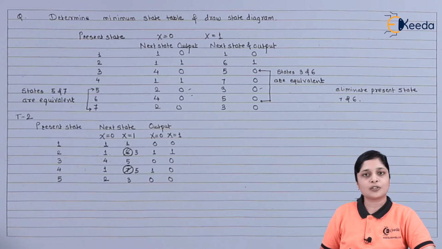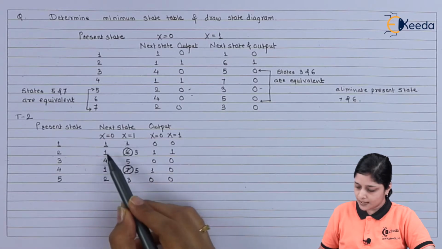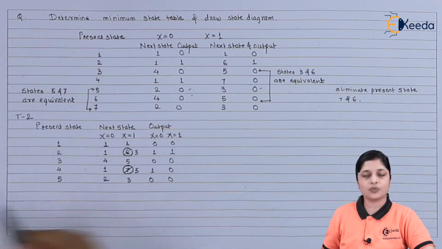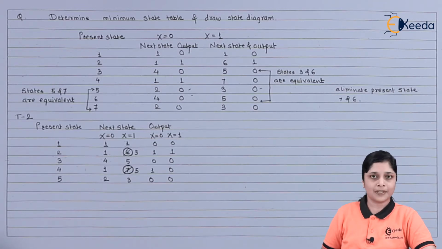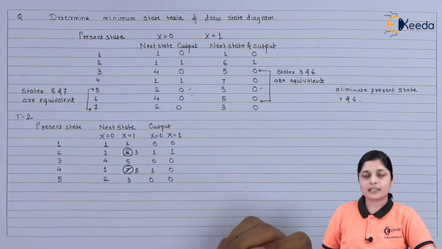Again we are going to search for equivalent states. Is there 1, 1? No. 1, 3? No. 4, 5? No. 1, 5? 2, 3? No. So there are no equivalent states now, and we have to stop here. This becomes your final state table for the minimization with the help of the row elimination method. With the use of this table, you now have to draw the state diagram, using the modified version of the state table.